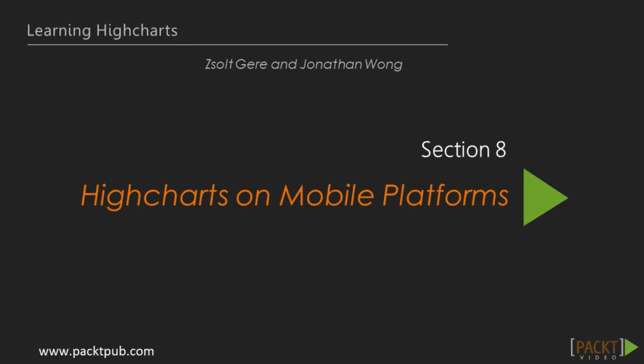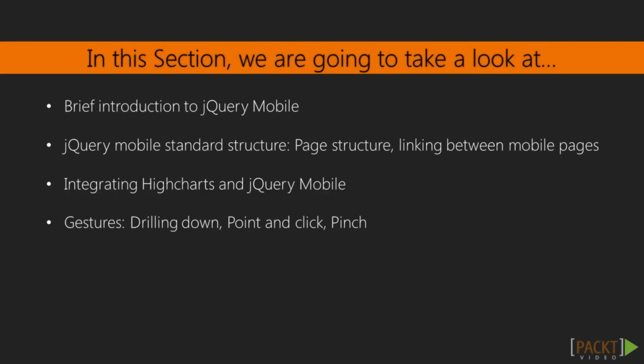Hello and welcome to section 8, called Highcharts on Mobile Platforms. The previous section helped us on how we can export, distribute charts through email, and how to prepare charts for printing. In this section, we will learn how we can set up mobile-friendly web pages with jQuery Mobile and integrate Highcharts with it. This section starts with a brief introduction to the jQuery Mobile framework. This is followed by a video where we learn about jQuery Mobile's basic page structure and how they are linking to each other. Later, we integrate Highcharts with jQuery Mobile in our example. Finally, we look at how drilling down, point and click, and pinch features work in our jQuery Mobile web app.